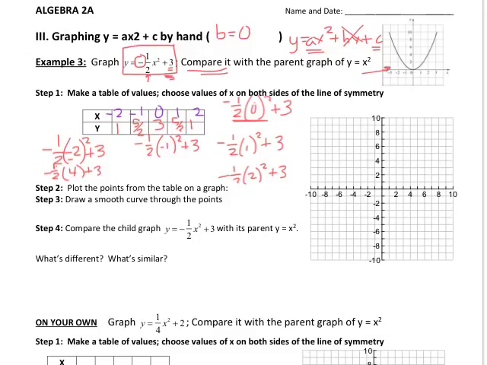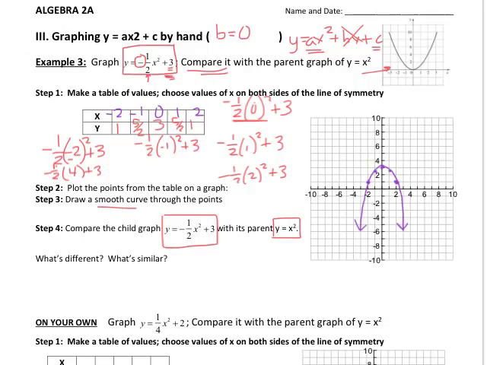All right, so we've done our table. Now we just have to plot the points, and we have to draw our smooth curve through the points, and then finally we're going to compare this child function with its parent function and list some of the things that are different and list some of the things that are the same.